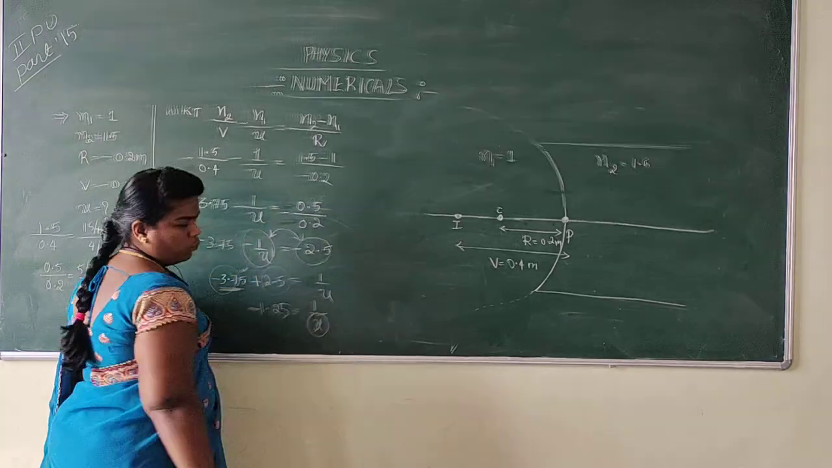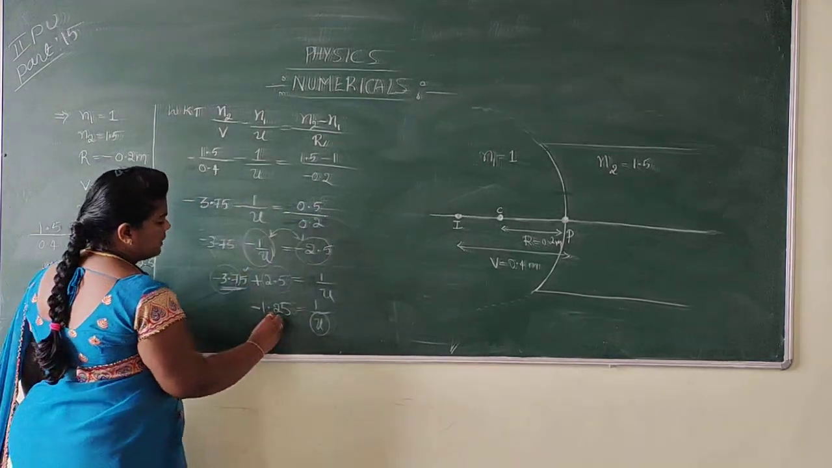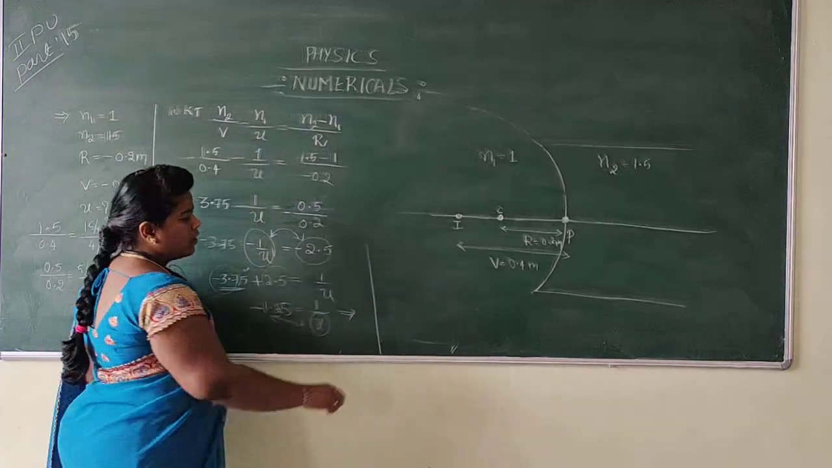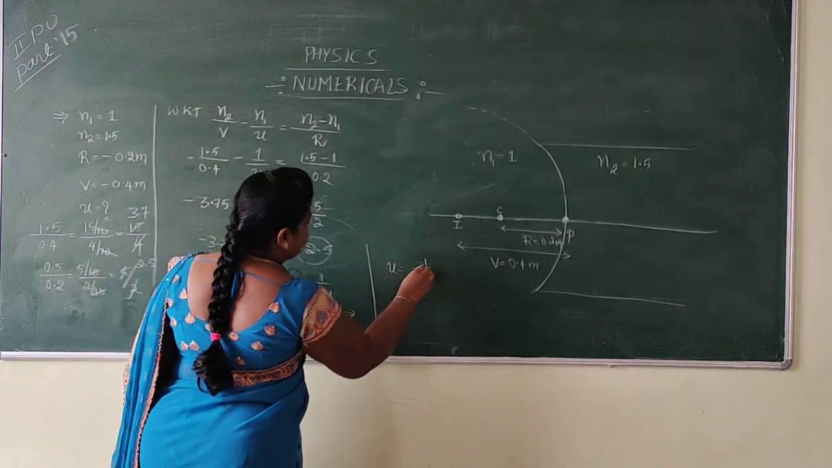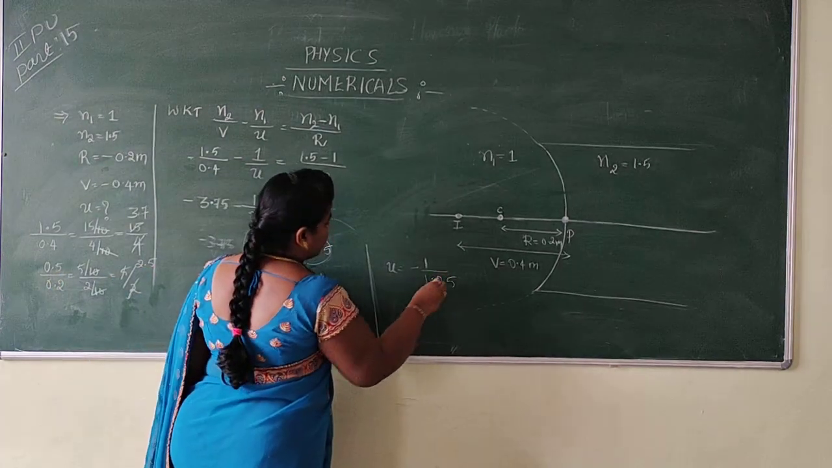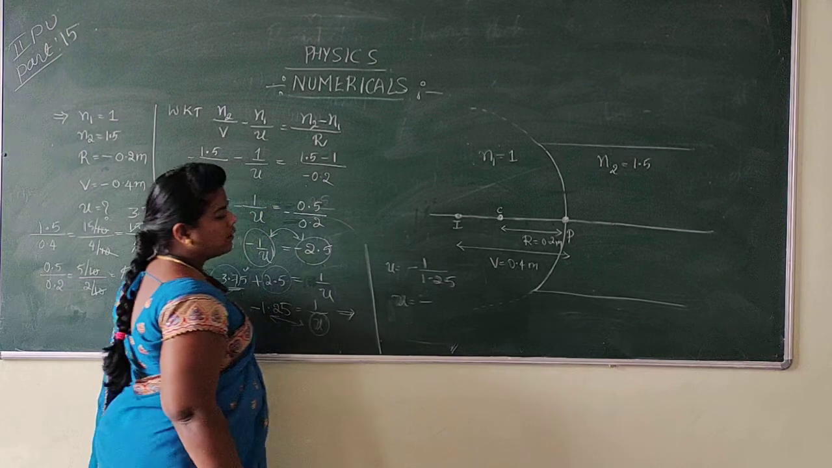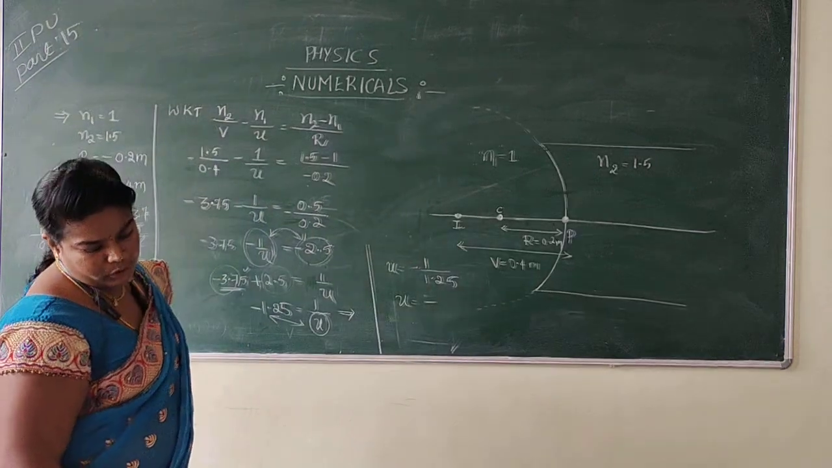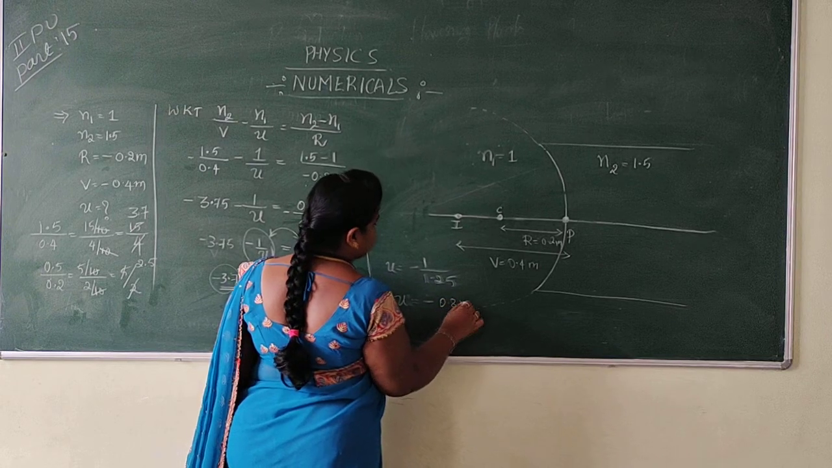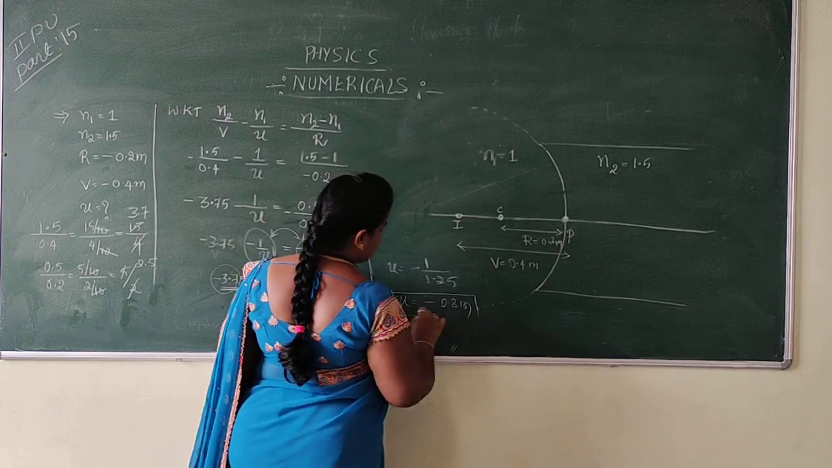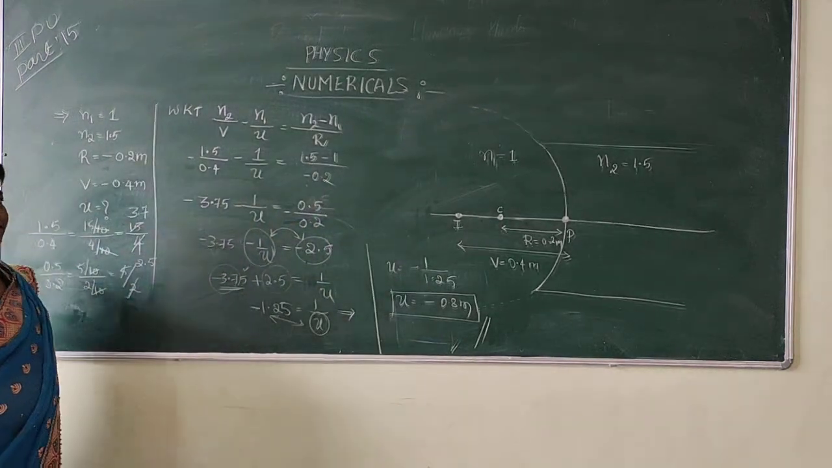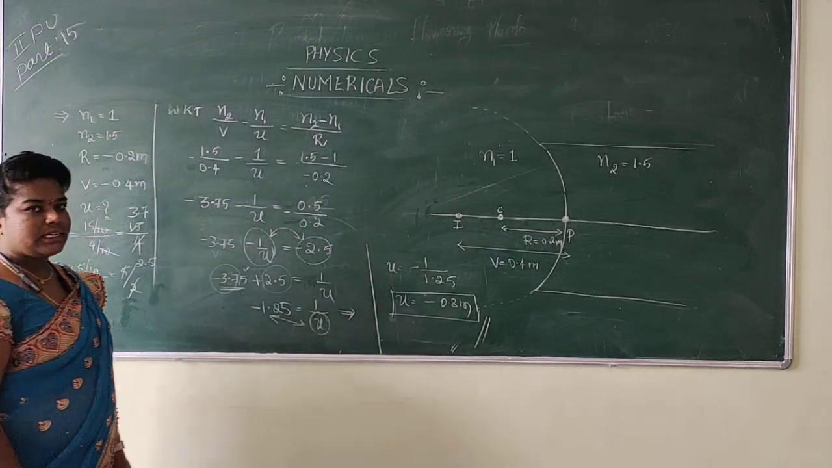What do I want? U. So just by cross multiplication, u becomes equal to minus 1 by 1.25. So take your calculator, divide 1 by 1.25. How much will you get? 0.8. What is the SI unit? Meter. So u is equal to minus 0.8 meter is the correct answer. So this is the object distance.